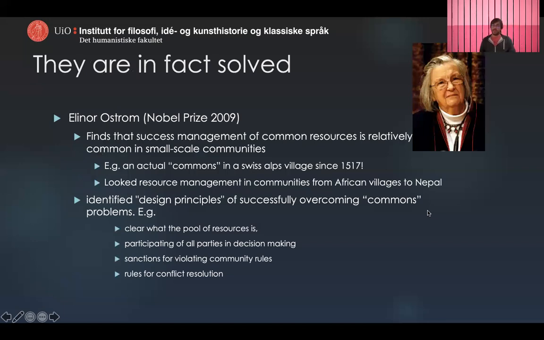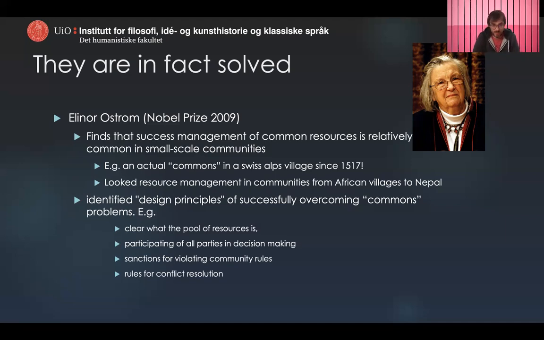Now, let's look at the descriptive question. The person who's done most to study how collective action problems are actually solved is Elinor Ostrom. She is an economist who won the Nobel Prize in economics in 2009. And she studied common resource use in many different scenarios around the globe.